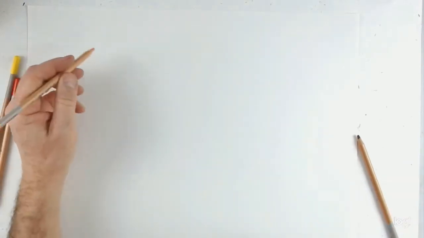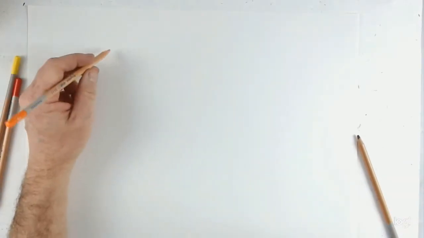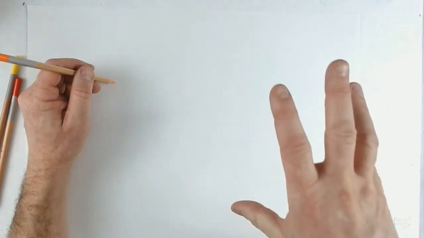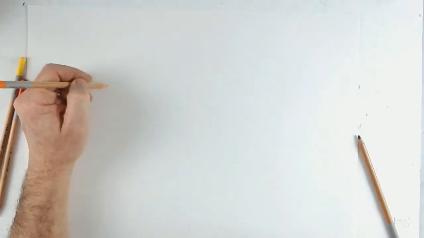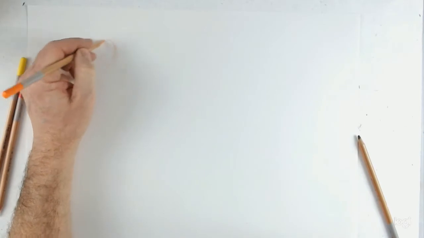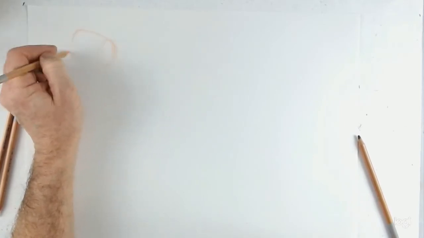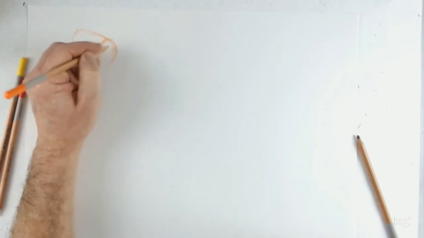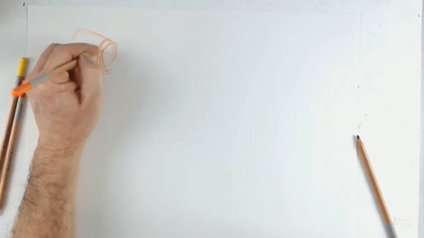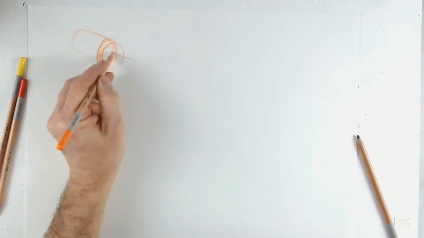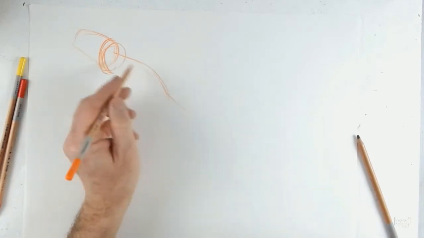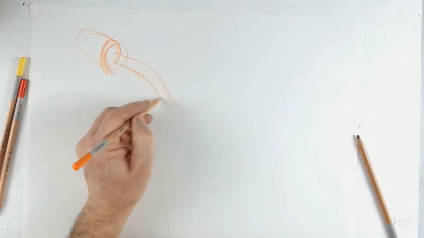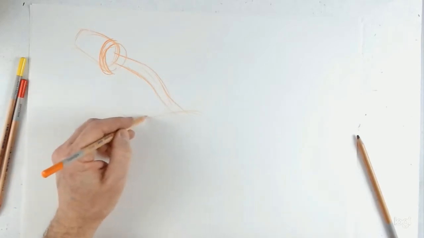I start by sketching out with, I would usually start with yellow, but you'd struggle to see that. So I'll start with the orange, sketch out the idea, this wonderful curvy quality to this. Flowing, this handle.